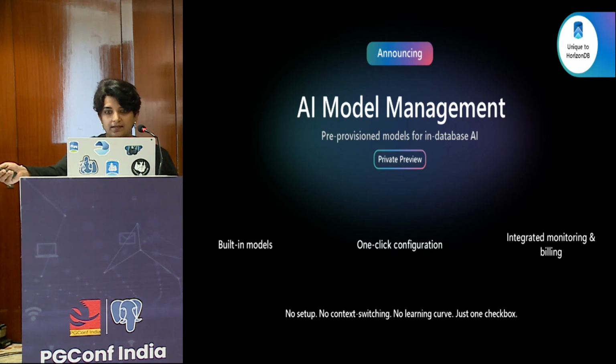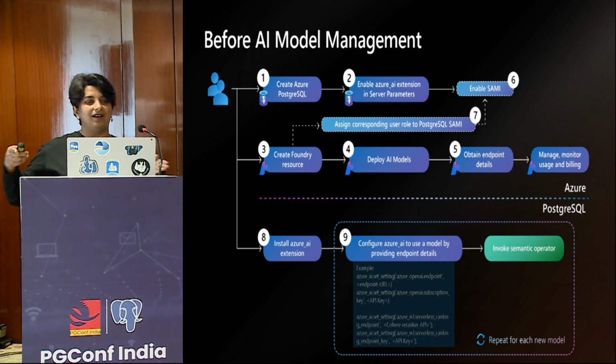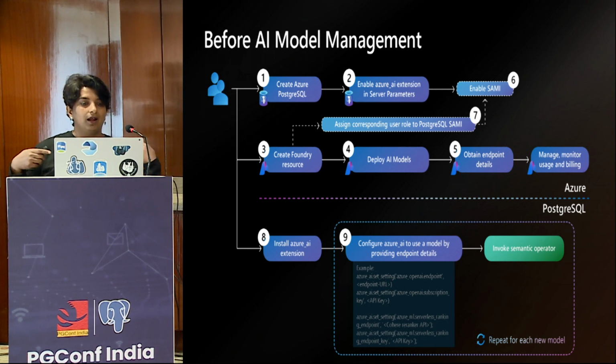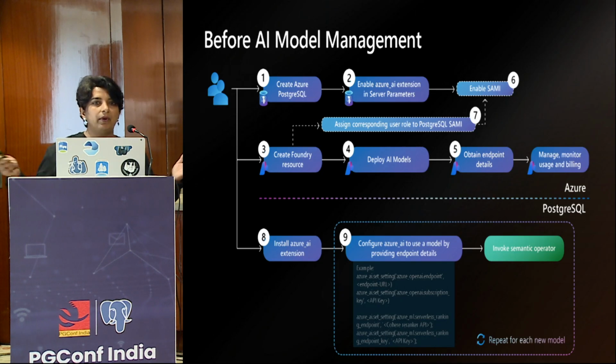One of the big features is AI model management. This simplifies how you bring AI into your database with minimal configuration, right? It's like out of the box. The other day in the training, we did a lot of setup, right? We had a bunch of things to set up before AI model management, which we had not enabled there. We had to create the Postgres server, add the extension, create a Foundry resource, deploy the AI models, and a dozen steps there, right?